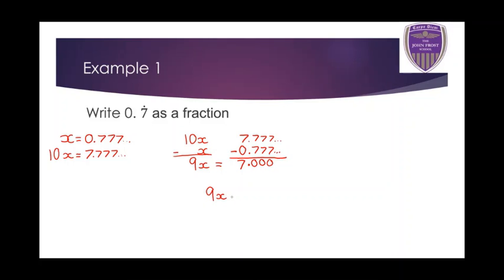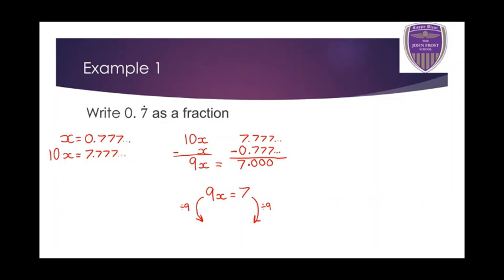Now we're only one step away from writing 0.7 recurring as a fraction, and that is just to solve this equation, okay? So if 9x is 7, I want to try and get x on its own. And to do that, I need to get rid of the 9. I do that by dividing by 9. And if I do one thing to the left-hand side of the equation, I have to do the same to the other. So I divide the right-hand side by 9 as well.